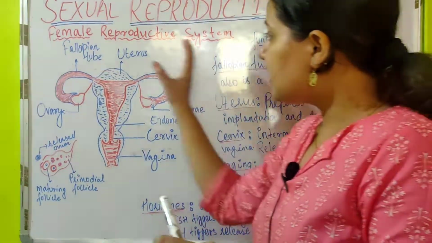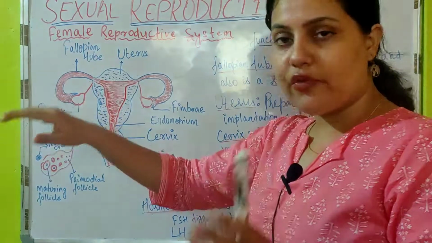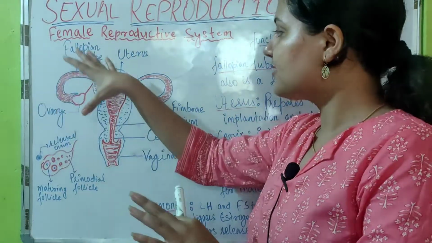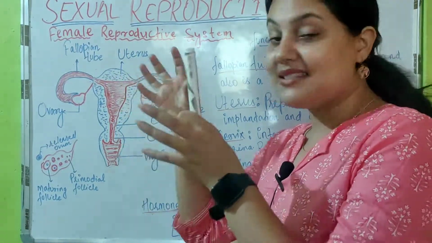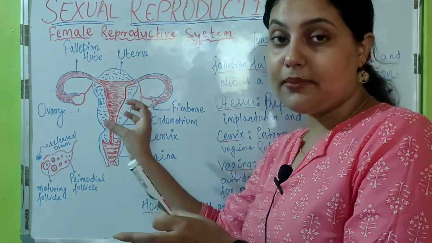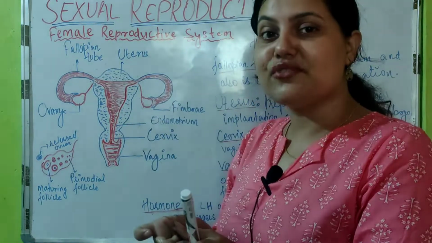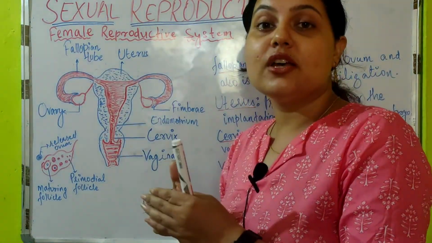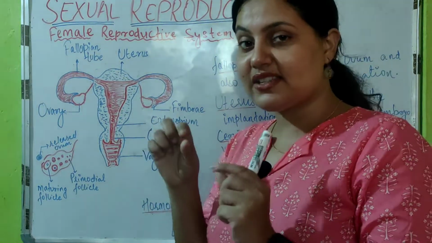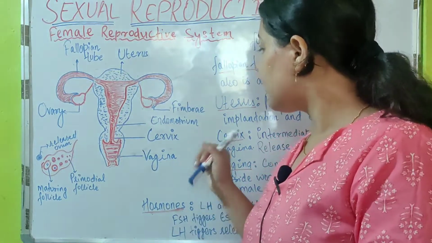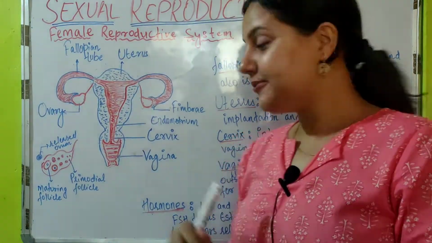Now I think the structure part is over. One more time, let us go over it. Ovary, and then comes the fallopian tube which carries the ovum, and then comes the uterus where finally the zygote or fertilized egg gets implanted, and then comes the endometrium, which is the lining of the uterus, which helps in the growth and development of the embryo. And then the cervix, which secretes mucus during ovulation, and the vagina.